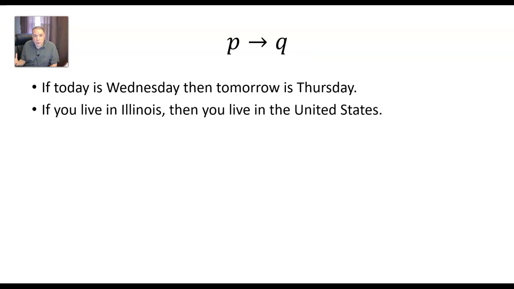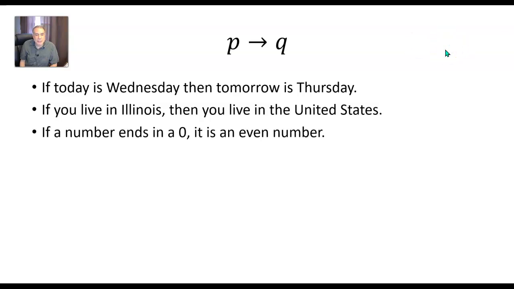If you live in Illinois, then you live in the United States. The antecedent, you live in Illinois. If that's true, then the consequent, you live in the United States, must also be true. Now, if you don't live in Illinois, then you might or might not live in the United States. Could be true either way.